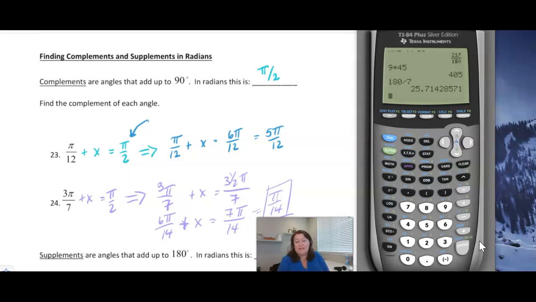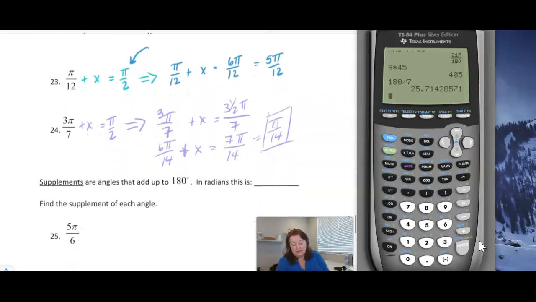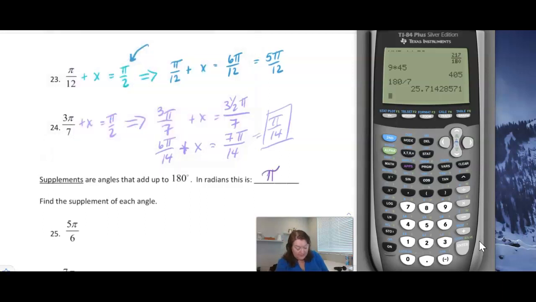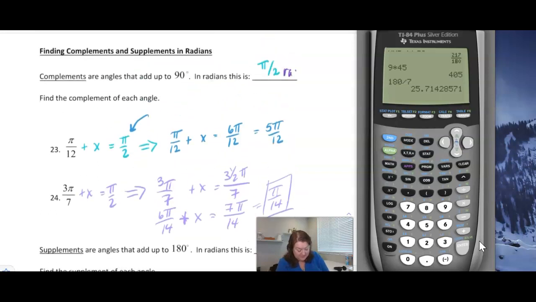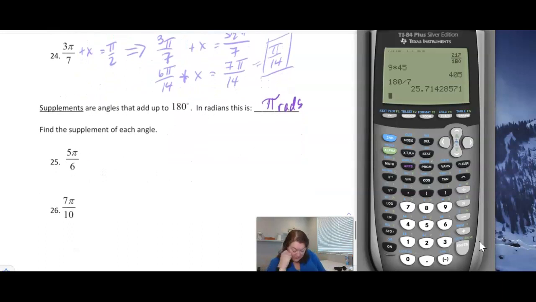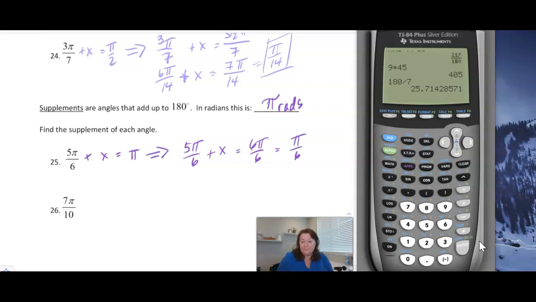All right, in supplements, angles add up to 180. So in our case, 180 is just 1 pi radians. Did I say radians on this one? No, I didn't. Radians. Okay, so if I want to figure out these, it's what do I have to add to this to get to pi? Again, let's turn them into common denominators if we can. So 5 pi over 6 plus what equals 6 pi over 6? Well, that's easy. It's just pi over 6. It's just one more.